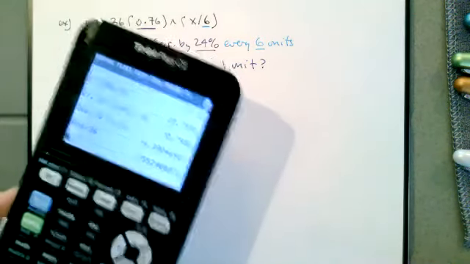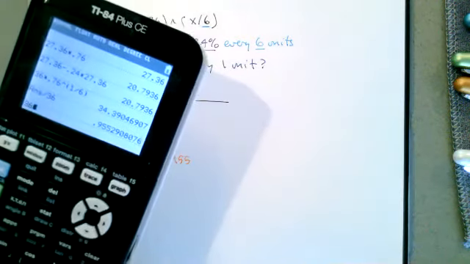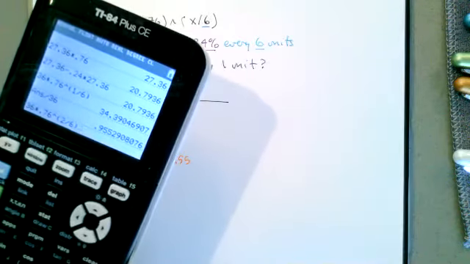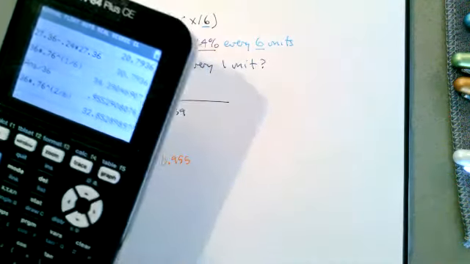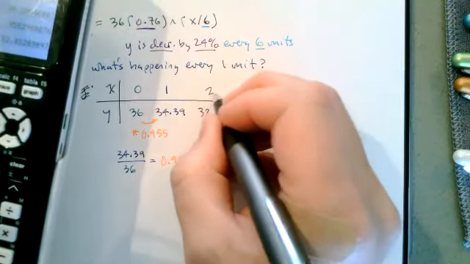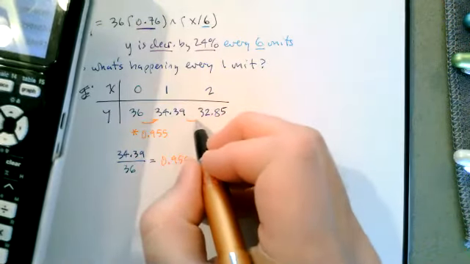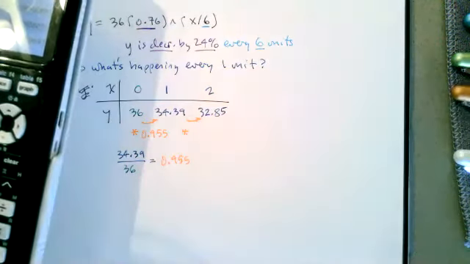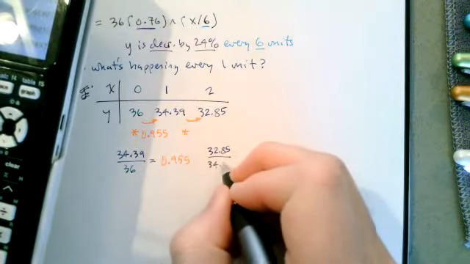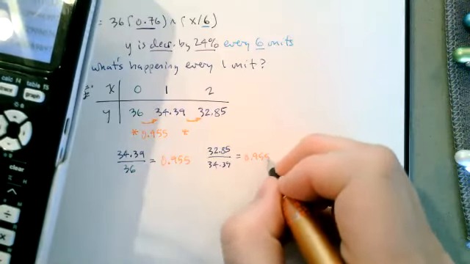If we look at what's going on at 2 units, so if I take 36 and multiply by 0.76 to the 2 over 6, we'll be at 32.85. So at 2 units, we'll be at 32.85. If I want to figure out what the multiplier is here, if I take the 32.85 and divide by the 34.39, that should give us the same multiplier of 0.955.